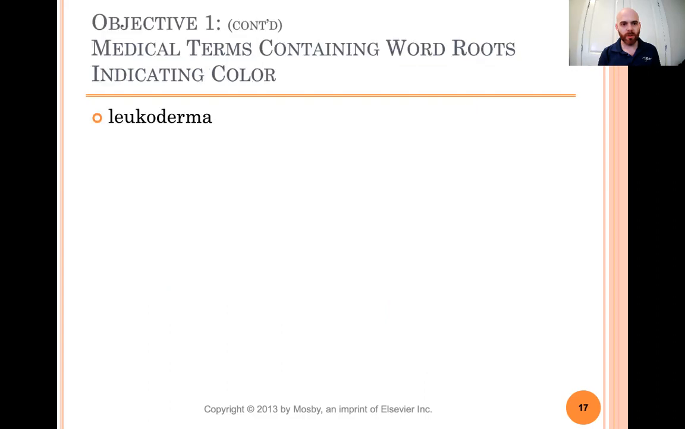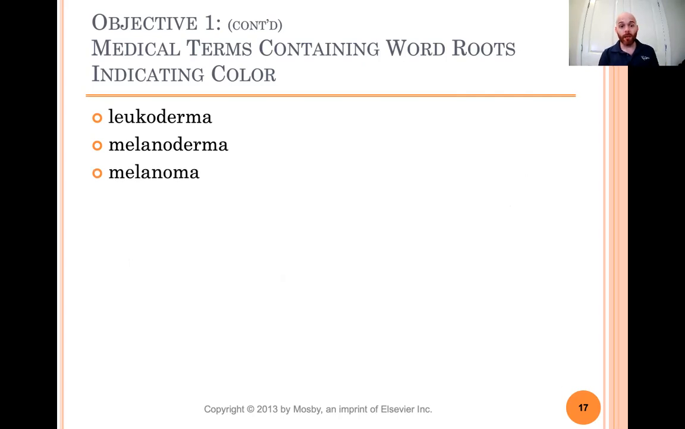Some more color words. Leukoderma, so white skin, and that doesn't refer to Caucasian people. That refers to a condition of having very abnormally white skin, where it's white because of a pathology or a condition. Melanoderma. That just is condition of having lots of melanin, referring to the melanin in your skin.